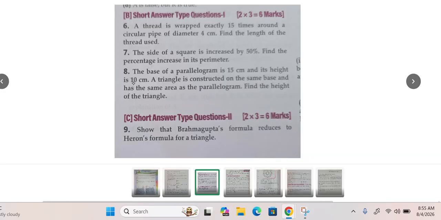How many kids found this paper difficult? Anybody found it difficult?